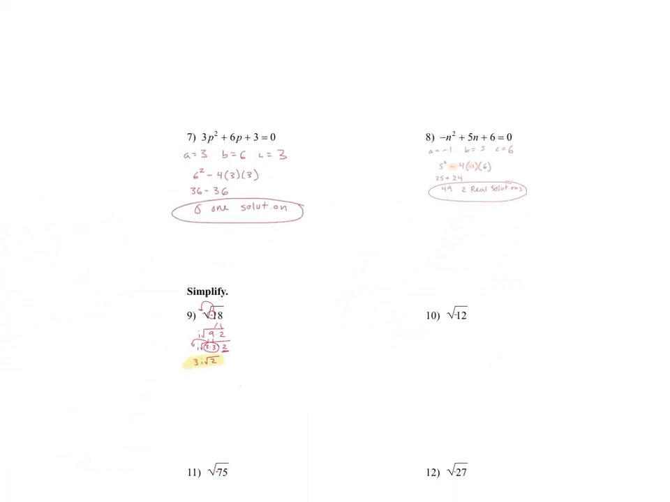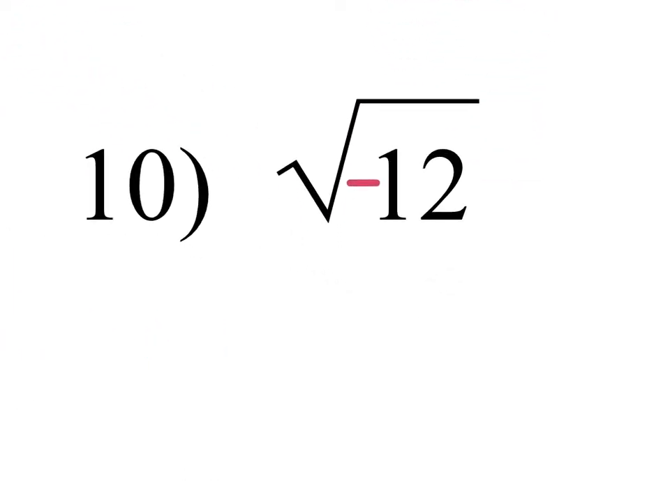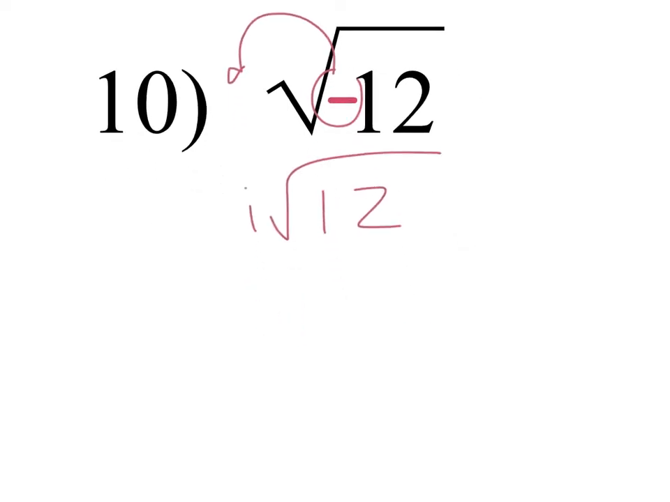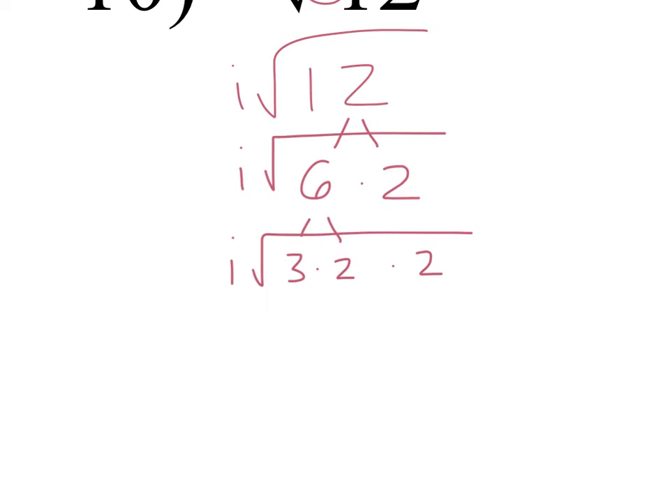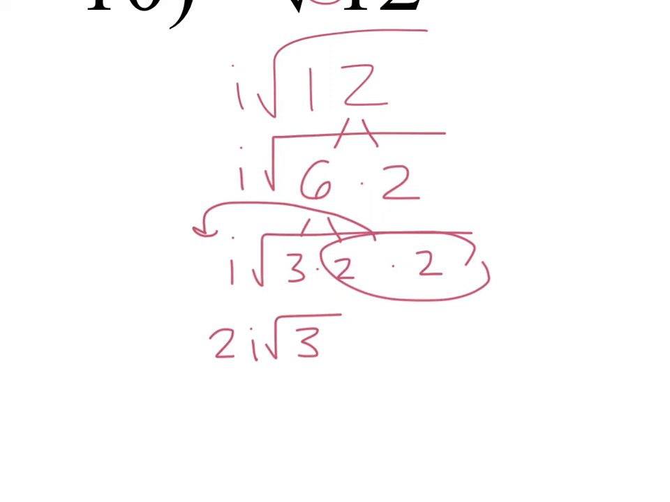Okay, let's move on to the next section. Are all these going to be negative on the test? Yes. So for number 10, what do we do first? Move the negative to the side, so you have i. So we have i square root 12. What can we do next? You do i, and then 6 times 2. And then for the 6, you're going to do 2 times 3, so 3 times 3 times 2. Then you're going to get 2i square root 3. Right, so we take out the pair of 2's, and we have 2i square root 3.